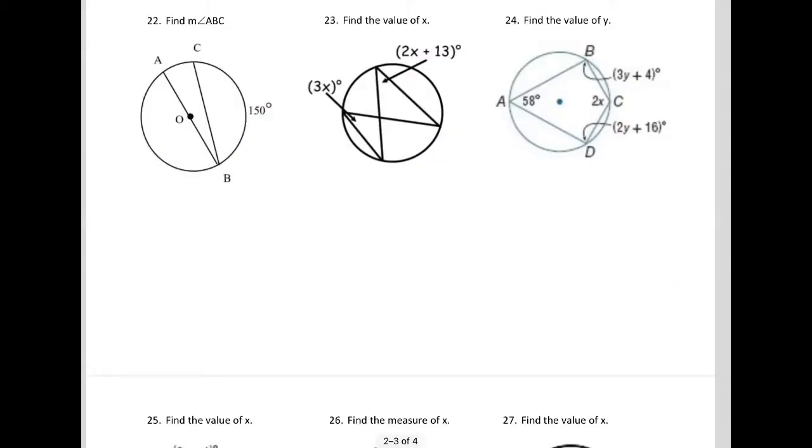So next with number 22, once again, diameters are your friends. If you notice, you have a diameter right here. A diameter splits the circle in half, which we know has to be 180 degrees. Well, we already have that this right here is 180. So to figure out what this little piece has to be, we're just going to do 180 minus the 150 that's already there, and we get 30 degrees.